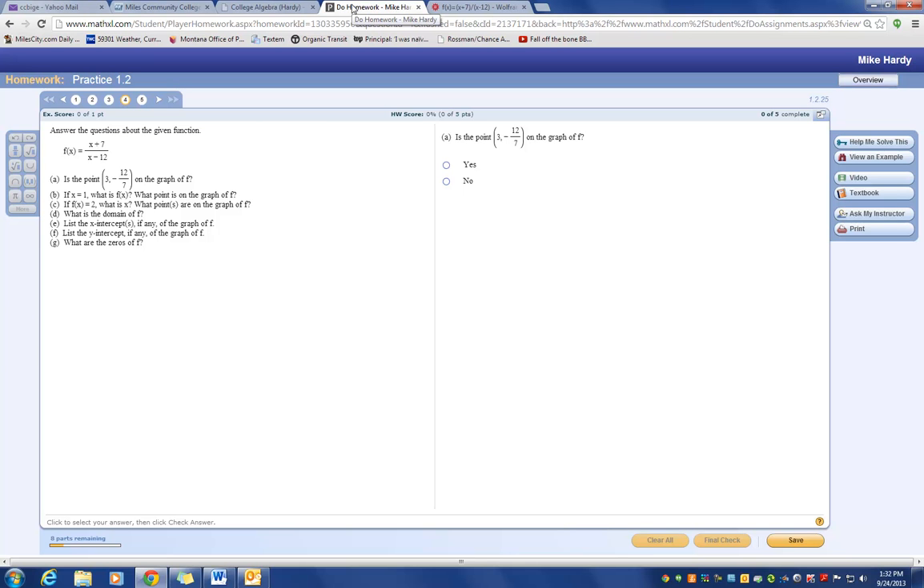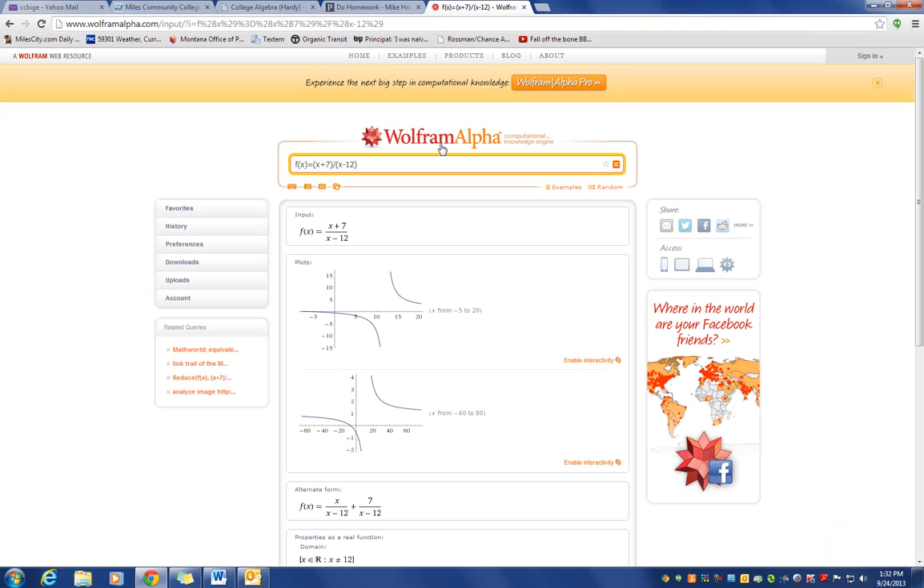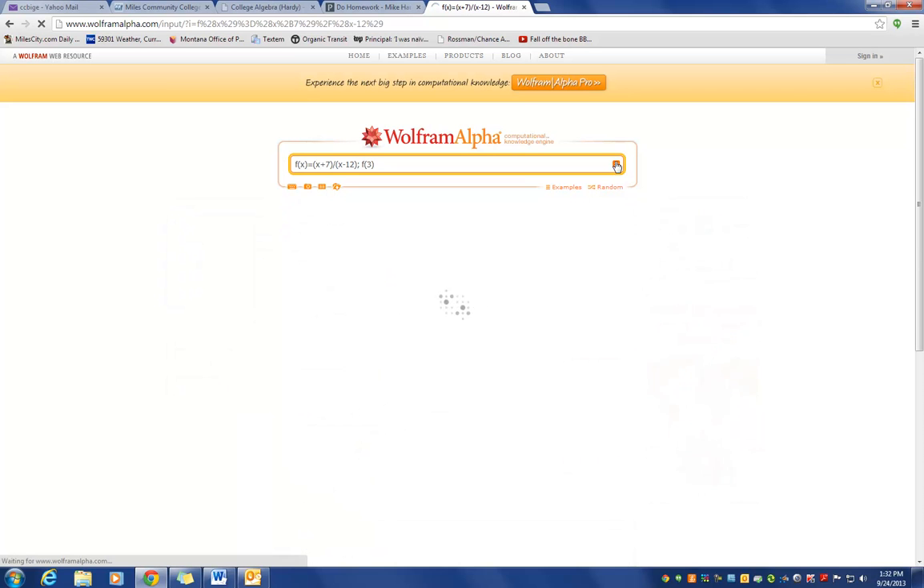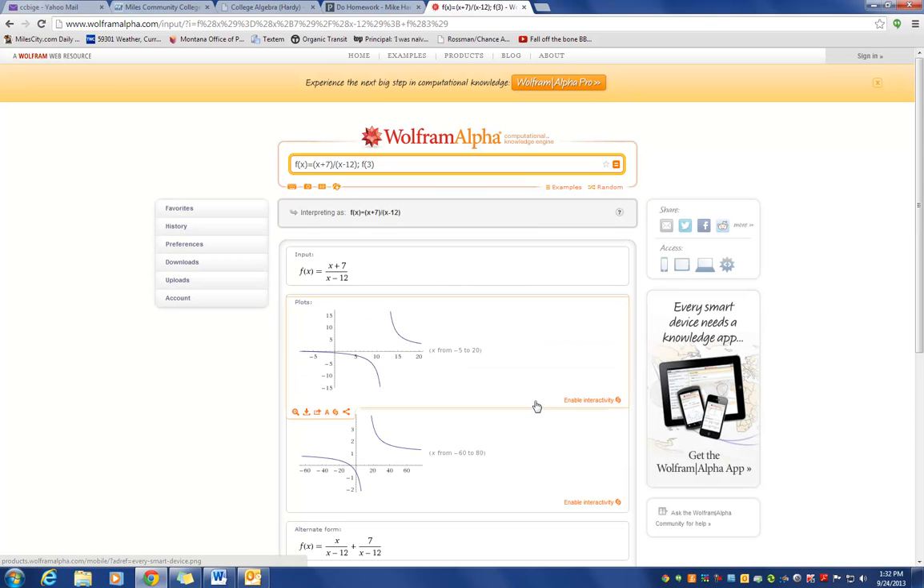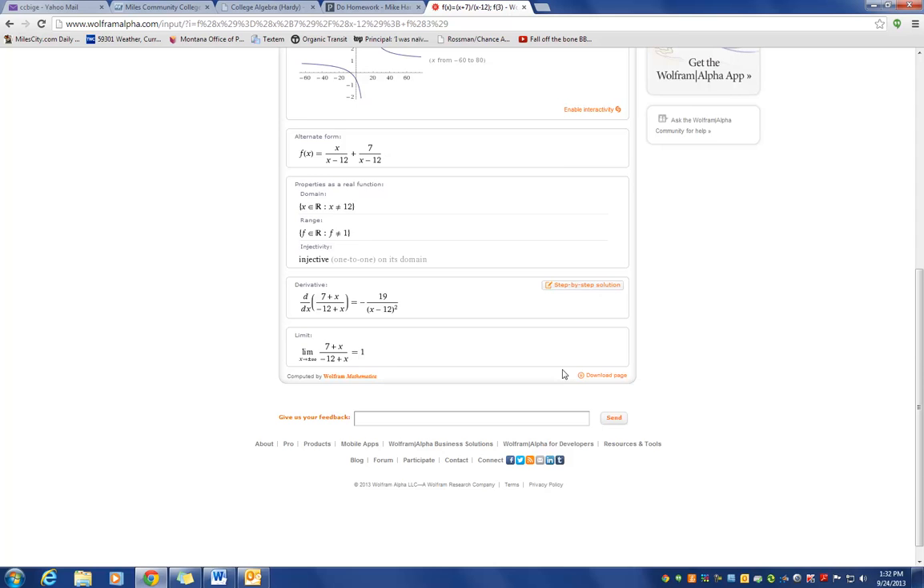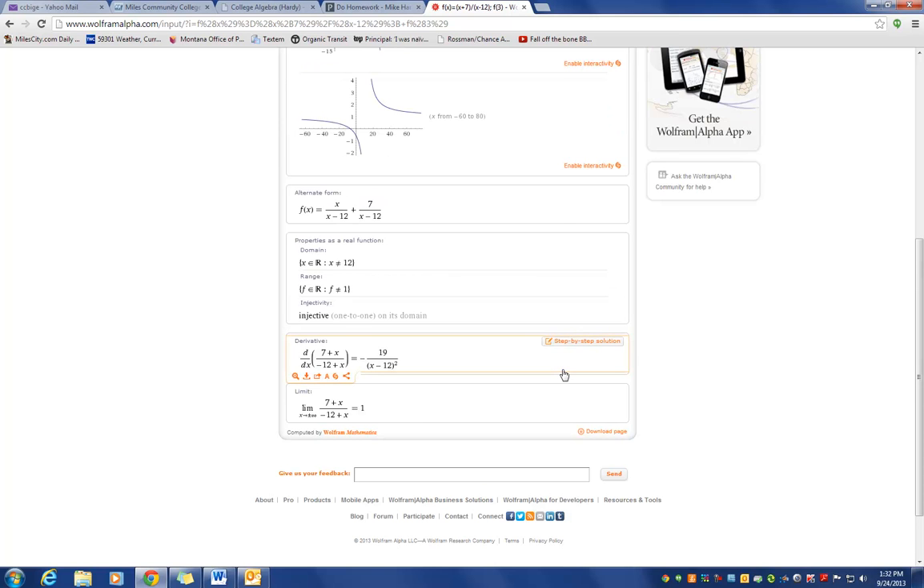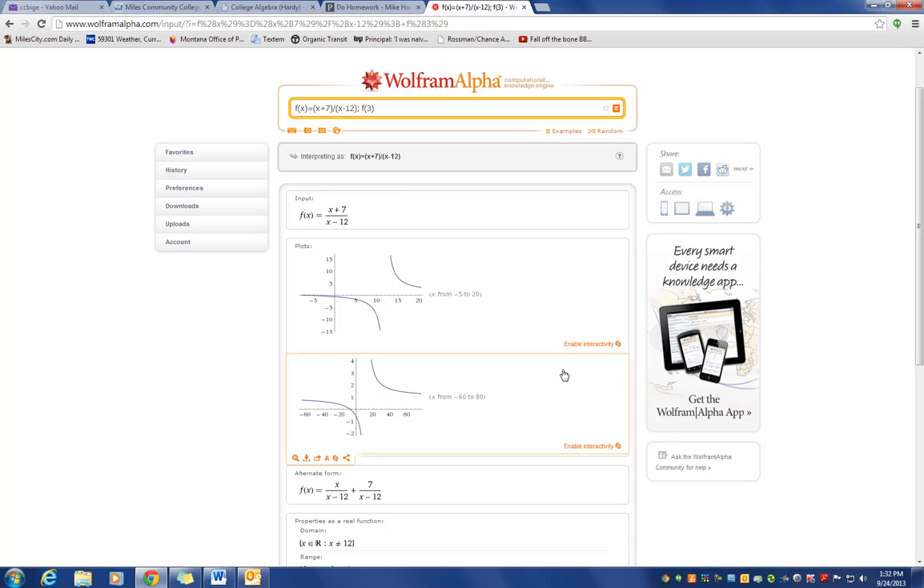We're going to ask if 3 comma negative 12/7 is on the graph. So this is what I'm going to do. I'm going to give it a semicolon and say f of 3. Now if f of 3 is negative 12/7, then that point is on the graph, okay? So the f of x equals, and let's see if they find f of 3 for me. They do not. They're just interpreting it as that.